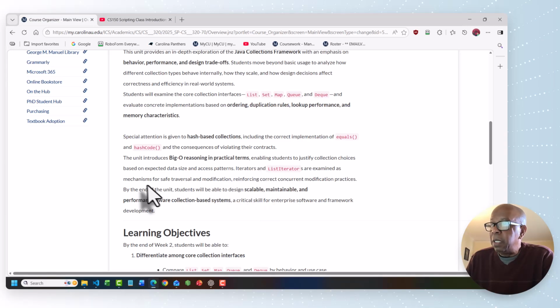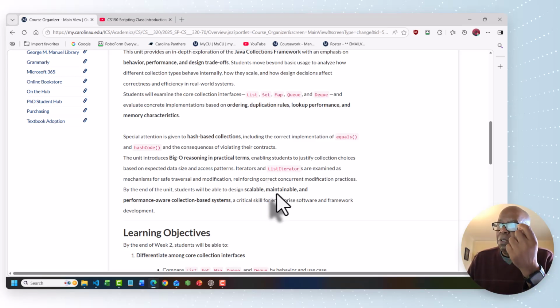Iterators are examined as a mechanism for safe traversal and modification, reinforcing correct concurrent modification practices. By the end of the unit, you will be able to design scalable, maintainable, performance-aware systems, okay? So we're looking at taking these things into consideration. How do I use Java to program in order to affect performance, scalability, and maintainability? So we'll be doing a deep dive into that.